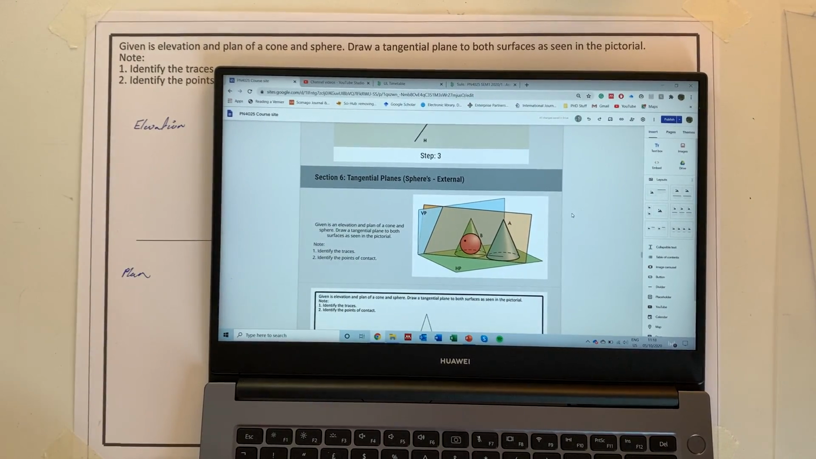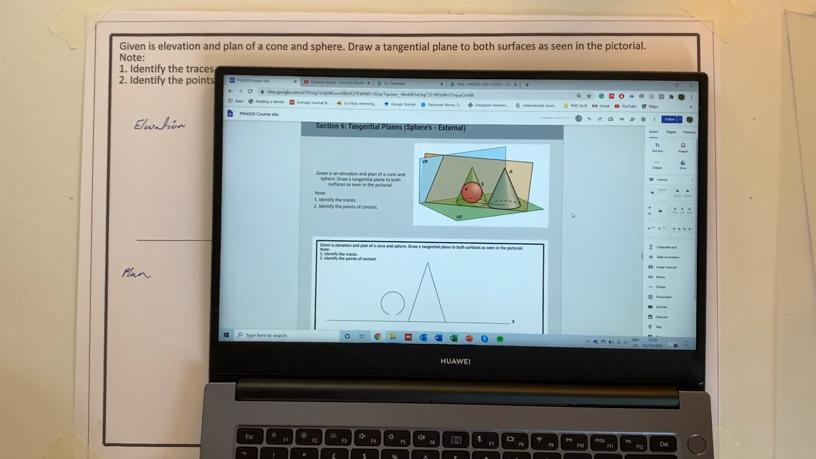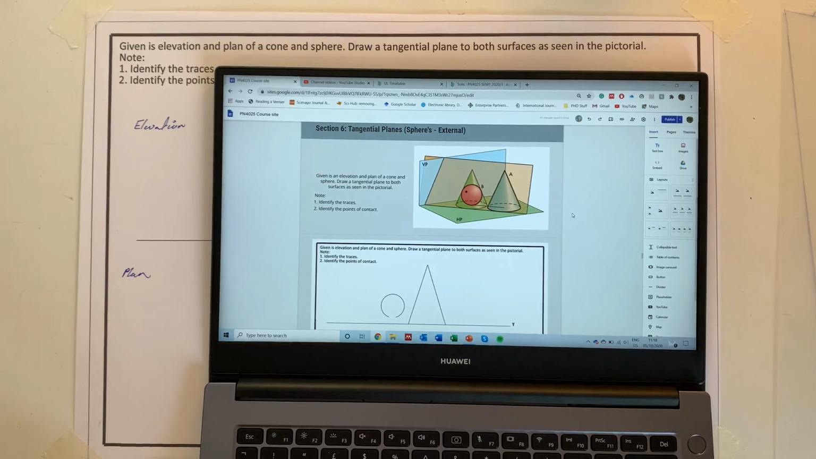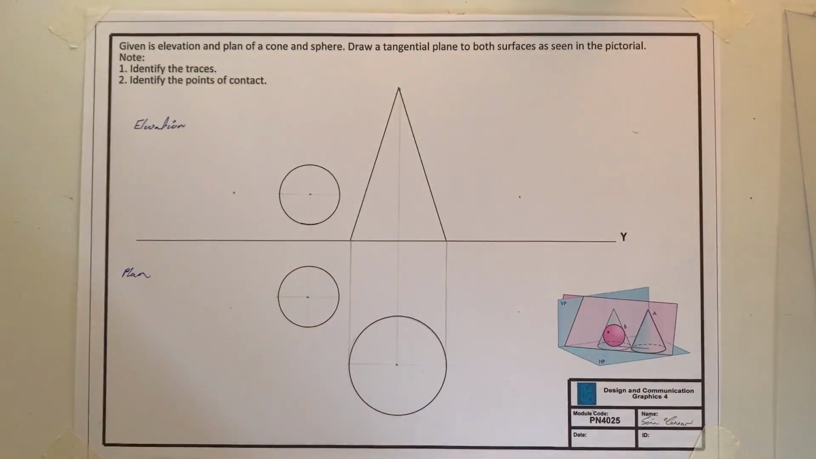Okay, this video is going to be for section 6 of our week 4 lab, talking about tangential planes. This is going to be our example question. As you can see here, this is what it looks like up on the course website itself. I'm just going to move over here now to the drawing.